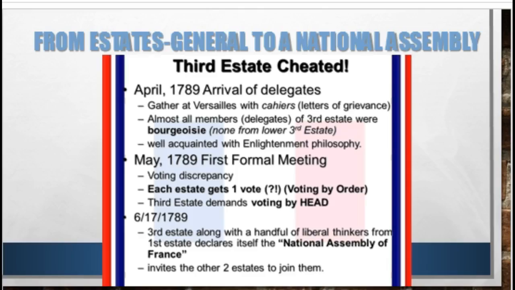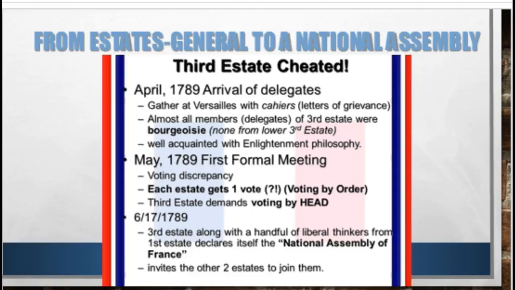What's this? It says the Third Estate cheated? Well, in May of 1789, in the first formal meeting, Louis XVI ordered the estates to meet separately and vote by order, meaning vote by each separate estate. Now, this was a problem, and the Third Estate felt cheated. They knew that the first two estates would invariably vote against the Third Estate to protect their privileged status. The fact that each order would have one vote collectively meant that no matter what, the First and Second Estate would always win.